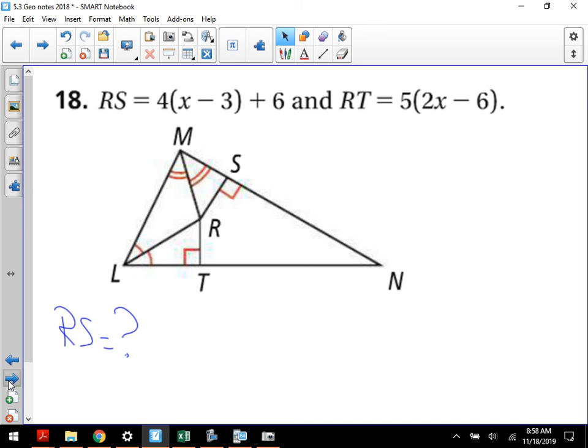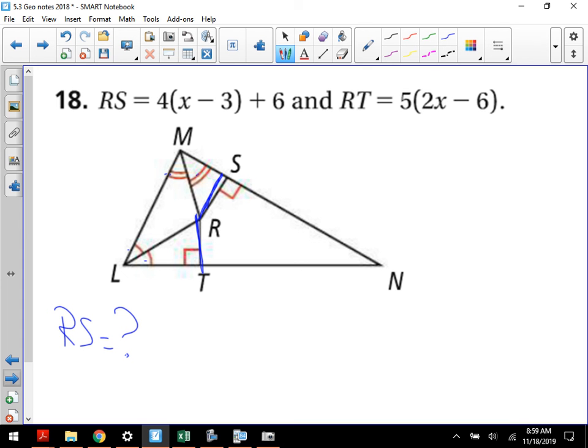It means that from the point where they meet, the distances to the sides are all the same. So that means that RS and RT have to be the same. That's where the vocab is coming from, by looking at the picture. We know that these guys are bisected, which means these segments have to be the same.